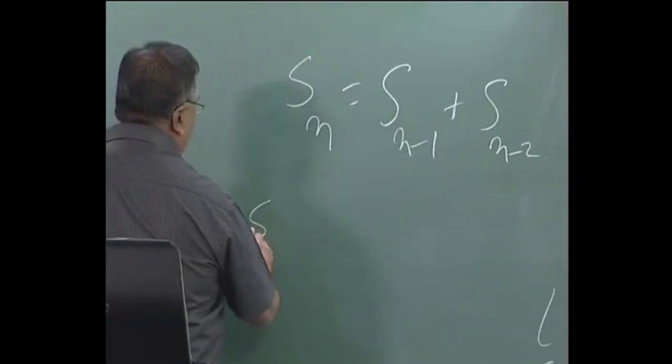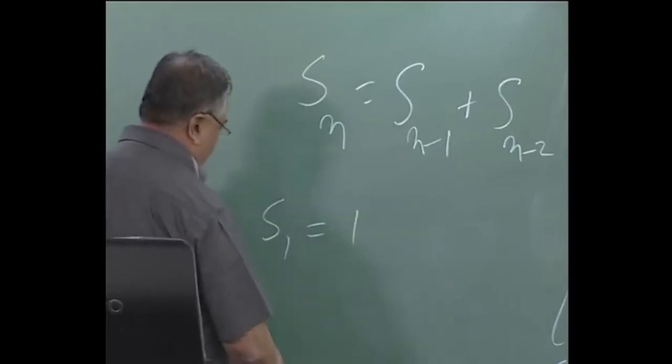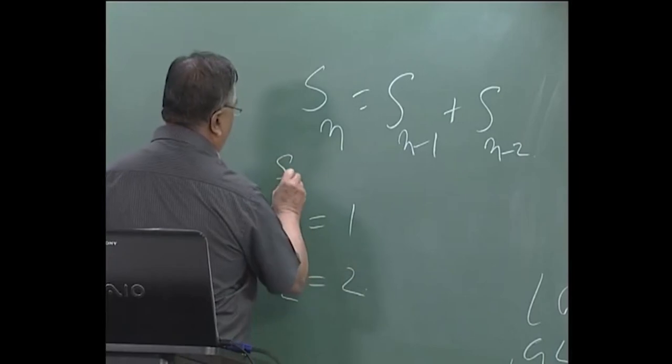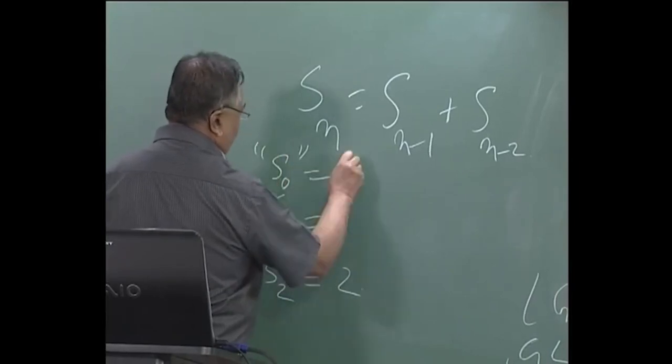Of course, we know that there is only one matra vritta of length 0. You hypothetically think of an S naught is equal to 1.